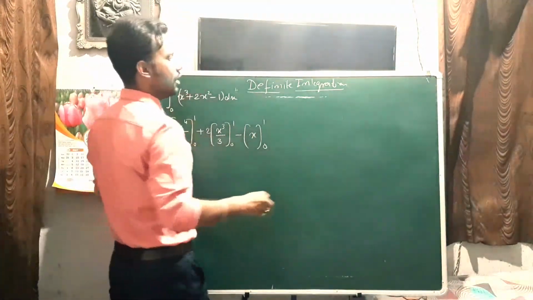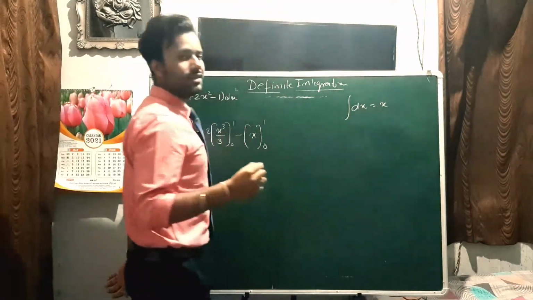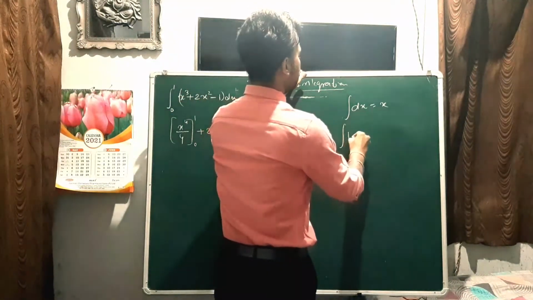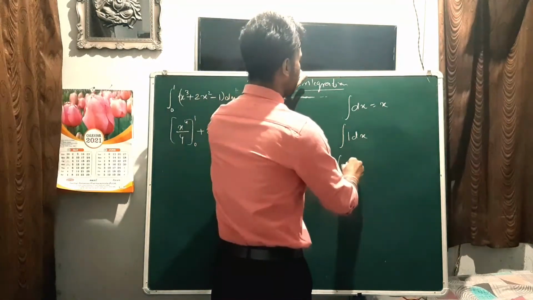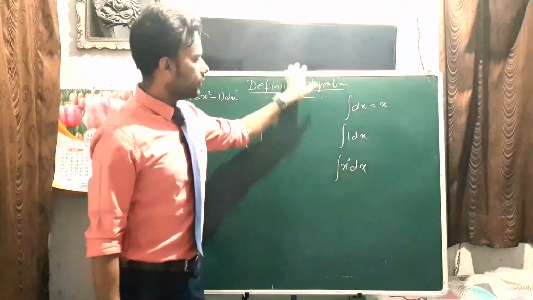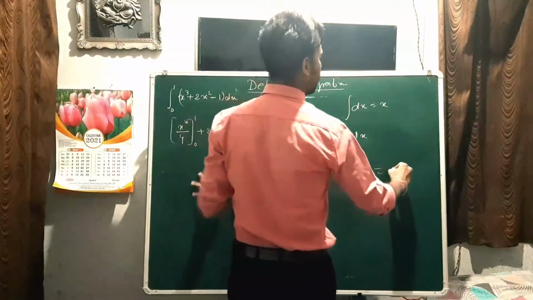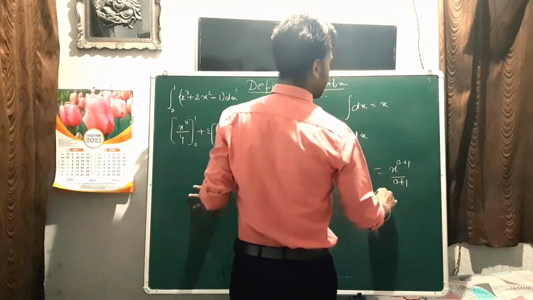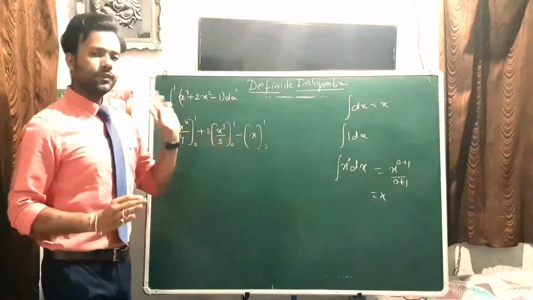And I told you how this dx becomes equal to x. Let's quickly see how dx becomes equal to x. dx can be written as 1 dx, right? And 1 means integration of x to the power 0 dx, because anything to the power 0 is 1. So here n is 0. What is the formula? The formula is x to the power n plus 1 upon n plus 1. So that is why it gives you x. So integration of dx will be x.